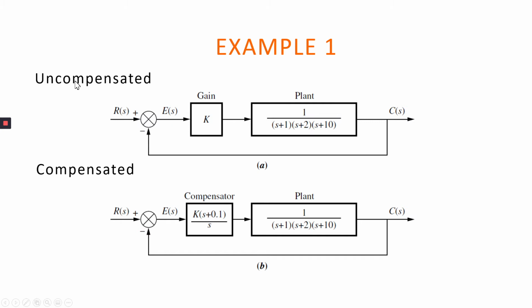So this is the example. This is figure A for the uncompensated system, before we add the PI compensator, with a pole at origin and 0 close to origin. This is the original plan. While in figure B, this is the compensated system. By adding the PI compensator, we place a pole at origin and also a 0 close to origin. In this case, 0 is equal to negative 0.1. The original plan is maintained.